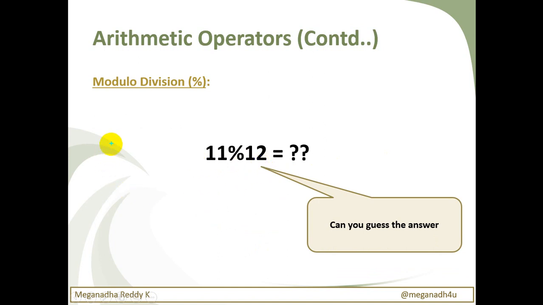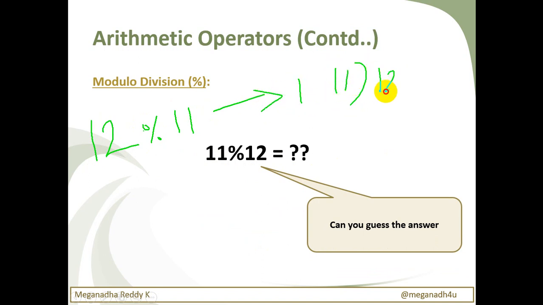Remember, the question is not 12 modulo 11. If I would have asked you 12 modulo 11, the answer is simple. It is 1. So what you do now, you divide with the second number, and always you have to divide with the second number. So 11 ones are 11, and the remainder is 1. So this is the answer. But the question is not 12 modulo 11.